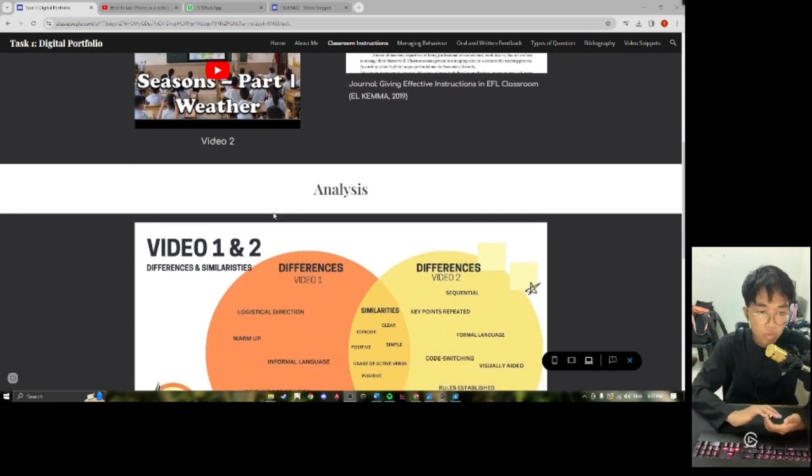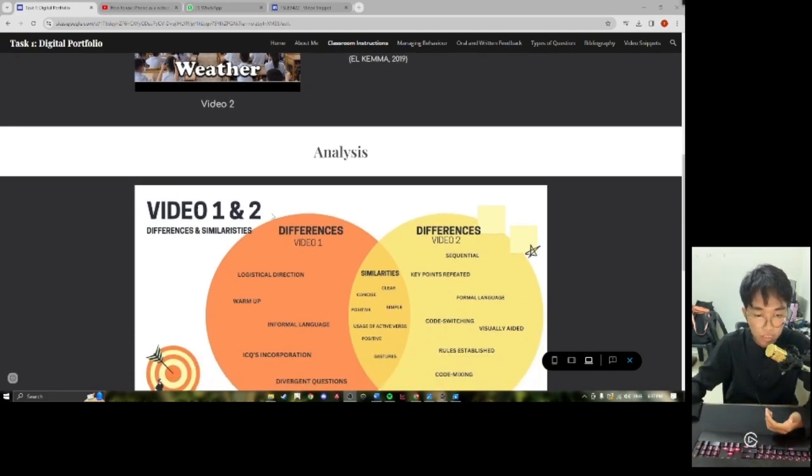So these two videos are somewhat similar in terms of language instructions in a very general manner. So we are seeing lots of similarities in key points that a teacher should achieve. So in a classroom demonstration, a teacher should be able to give clear, concise, and simple instruction that can be easily understood by the students. And we are seeing similarities between these two videos. And the instruction that is used in both of these videos is also very positive.